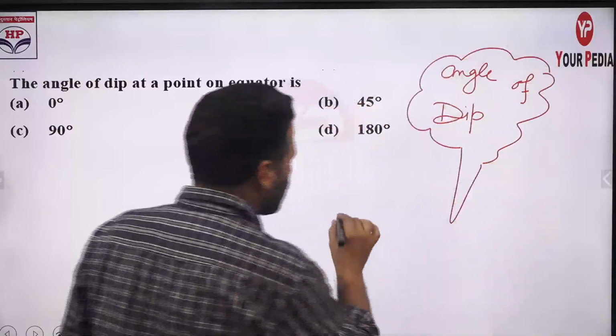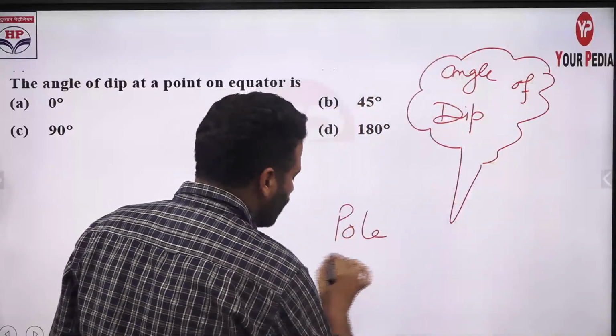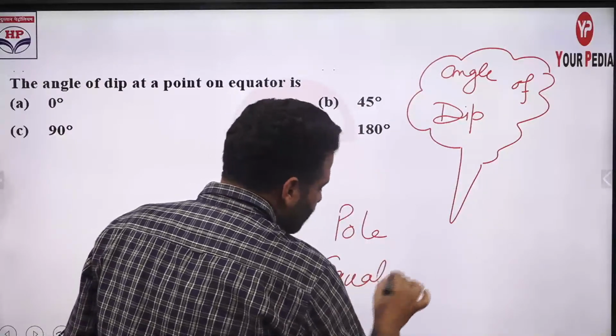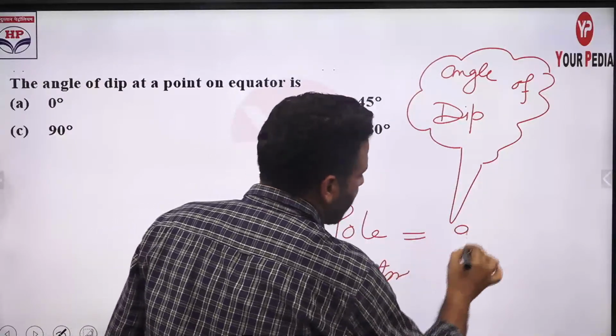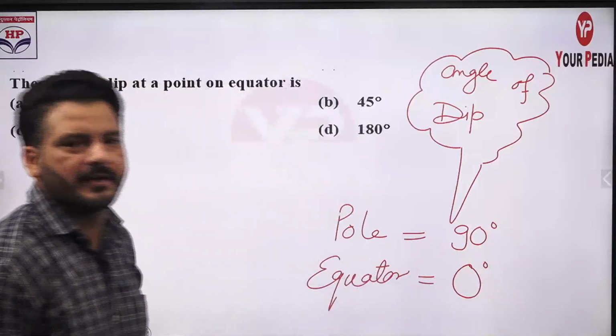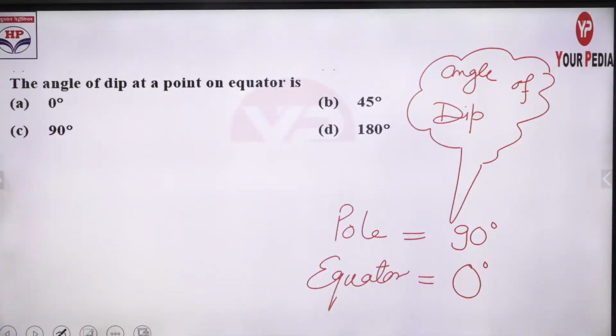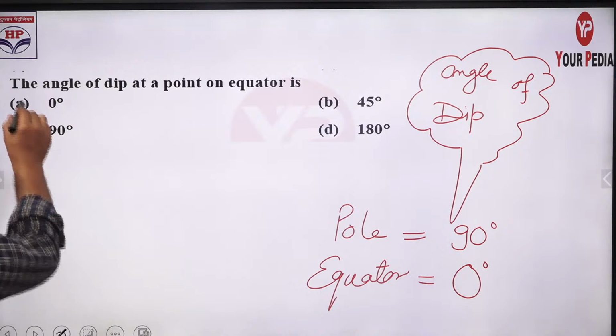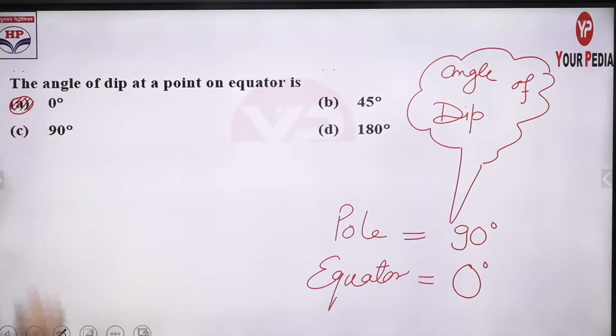So what you have: north pole, south pole, you have equator. P for pole, P for perpendicular, then the angle of dip at pole is 90 degree and at equator it is 0 degree. This is a way of remembering things. Okay, so you can remember like this one. So here, angle of dip at a point on the equator, of course it is asking on the equator, then the answer will be A, 0 degree. Fine.